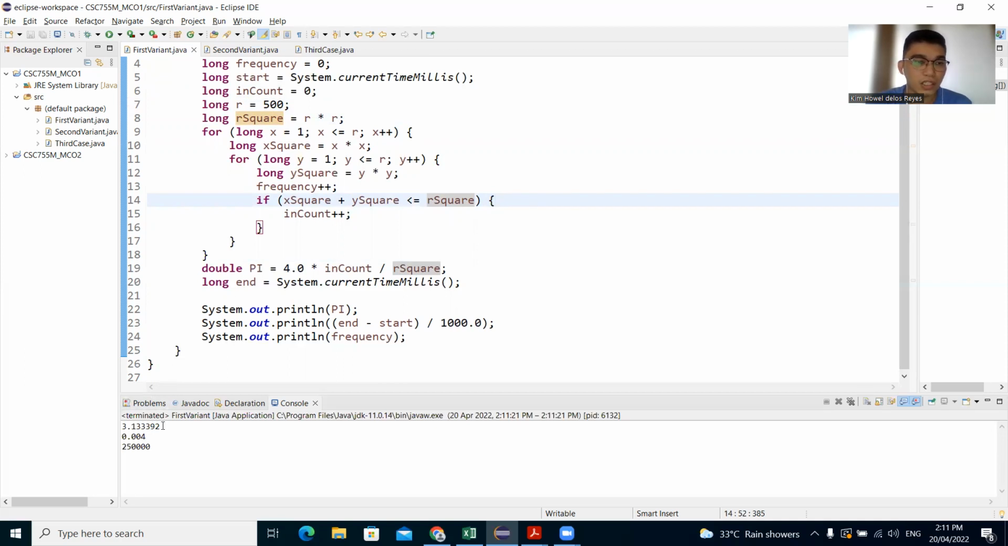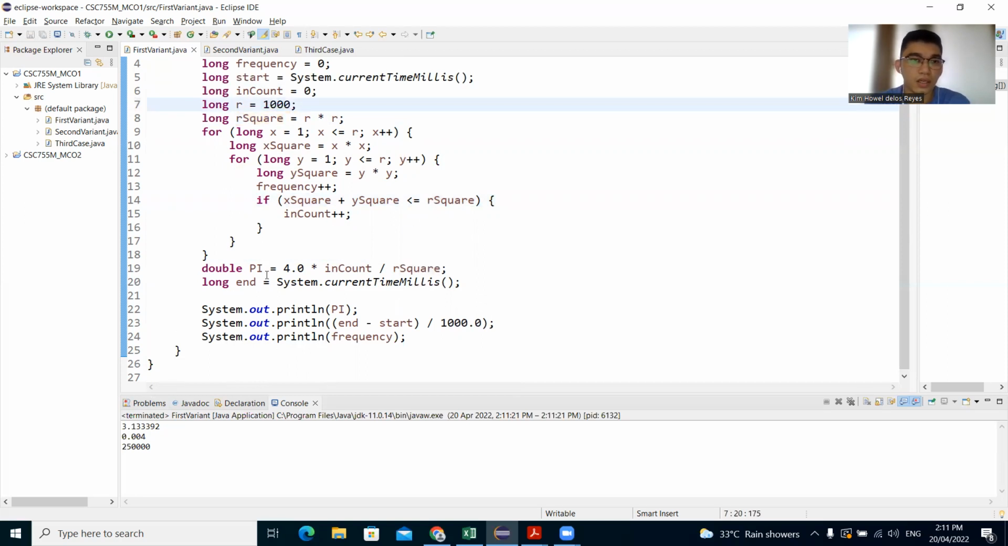Then as we increase r, let's say to 500, it jumps to 3.133392, much closer to the actual value compared to when r is equal to 100. When r equals 500, we observe that the frequency is 250,000.